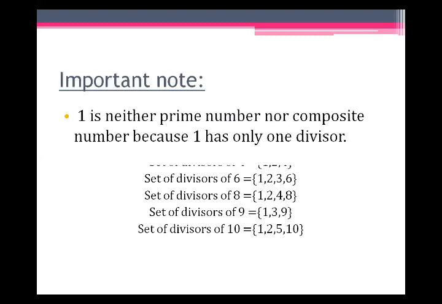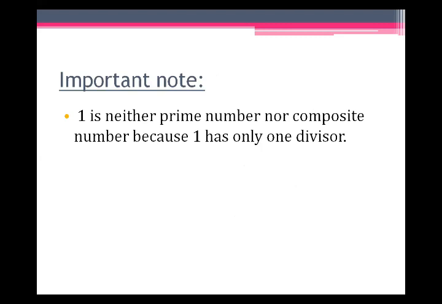Now students, here is an important note. 1 is neither a prime number nor a composite number because 1 has only one divisor. I repeat it, 1 is neither a prime number nor a composite number because 1 has only one divisor.